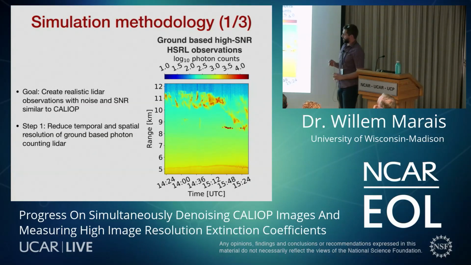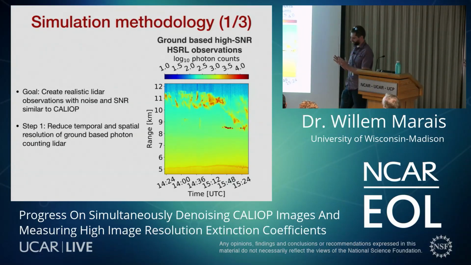Now, I'm going to switch gears and explain how we create simulations with which we can then quantify the performance of our methodology. Since I haven't had access yet to raw CALIOP data, I had to simulate data myself. And so what we do is we say, okay, Edwin Eloranta has a very beautiful lidar instrument at Madison, Wisconsin that makes high SNR measurements of the atmosphere. So let's use this instrument to generate data for us. So here's an example of what the HSRL at Madison, Wisconsin produces.